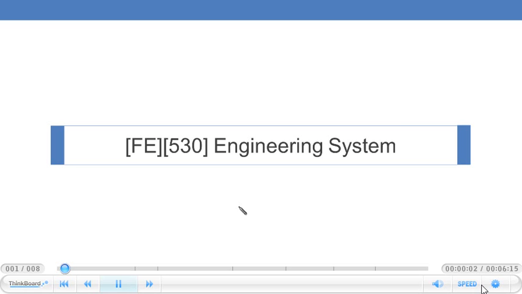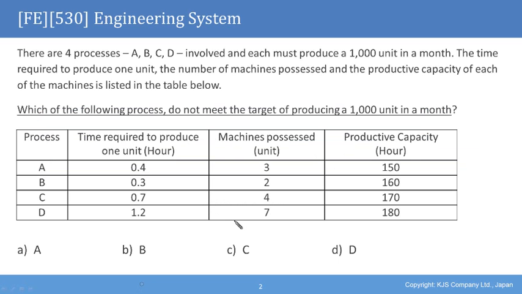530. Engineering System. There are 4 processes, A, B, C and D, involved, and each must produce 1,000 units in a month. The time required to produce 1 unit, the number of machines possessed, and the productive capacity of each of the machines is listed in the table below.